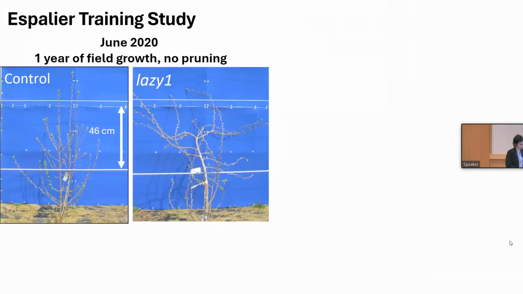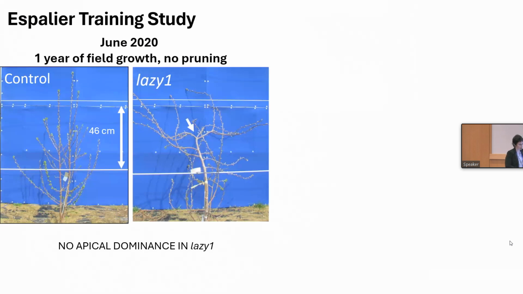Okay, so the espalier study. We put these very tiny budded-up trees in the field, let them grow for a year, and then we started training. So after 1 year of growth, right when it's entering the second season, this is what it looked like before we started doing any pruning and training. And we have kind of this wild growth here.